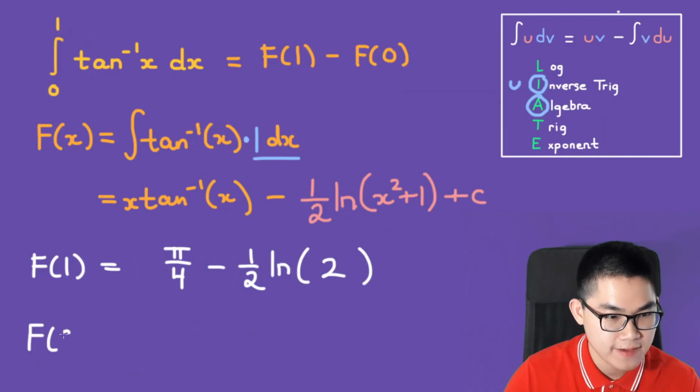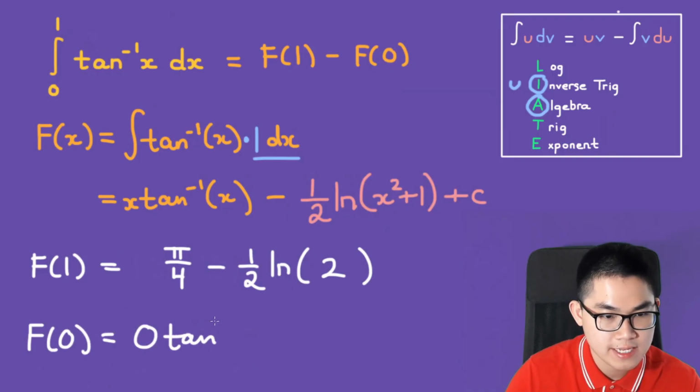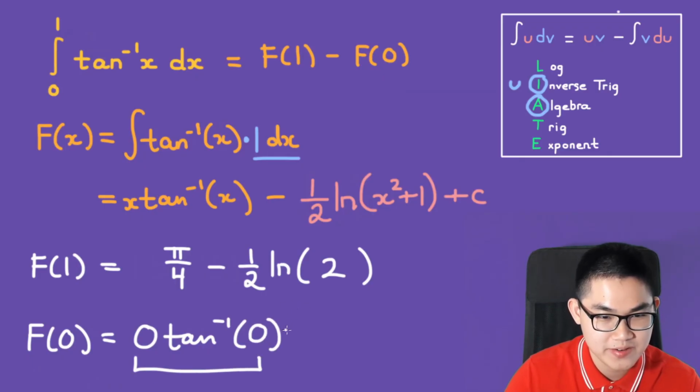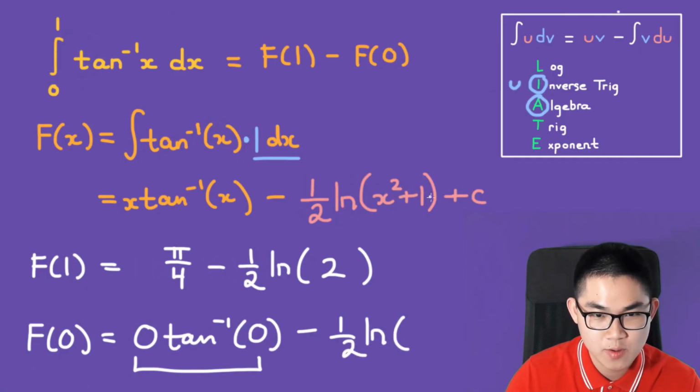How about f at 0? So we have 0 times arctan of 0. And let me tell you this will be 0. So minus 1 over 2 times the ln of 0 plus 1, which is 1. And the ln of 1 is 0. F at 0 will simply give us 0.